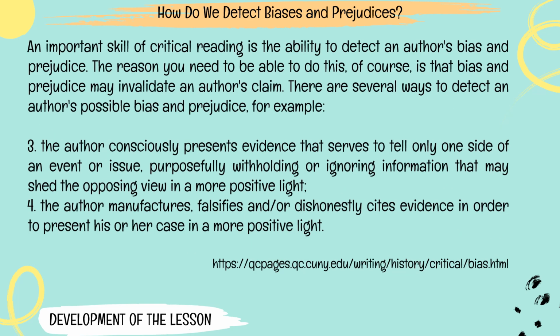3. The author consciously presents evidence that serves to tell only one side of an event or issue, purposefully withholding or ignoring information that may shed the opposing view in a more positive light. 4. The author manufactures, falsifies and/or dishonestly cites evidence in order to present his or her case in a more positive light.